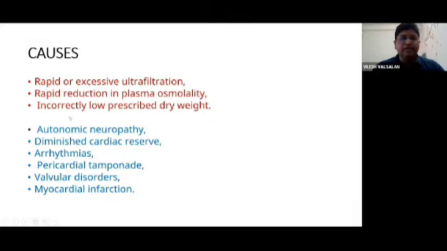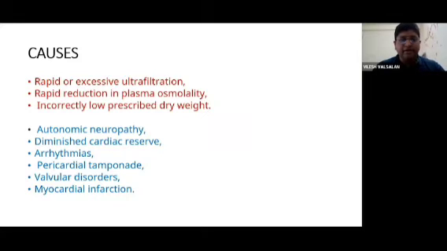Next section is about the cardiac causes, which I have labeled in blue. So in cardiac causes, as we mentioned, patients with long-standing diabetes can have autonomic neuropathy. Many of the patients will have diminished cardiac reserve. Patients can have any sort of arrhythmias in the dialysis unit. Arrhythmias mean irregular heart rates, irregular pumping, causing decreased cardiac output, causing hypotension.